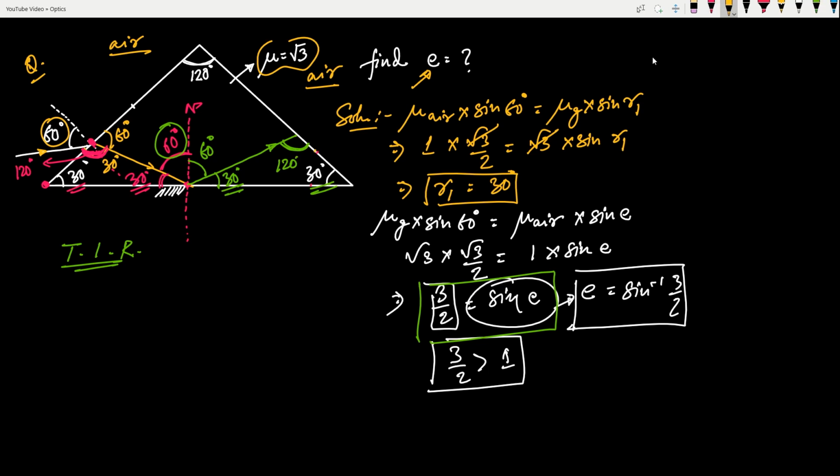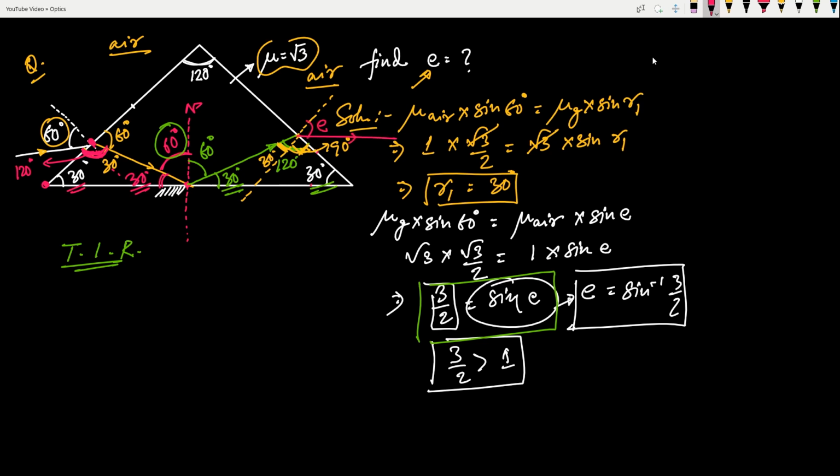Now if we draw a normal on this, so this is the normal. If this is the normal and the total angle is 120 degrees, therefore this angle will be 30 degrees. Isn't it? Because this side will be 90 degrees, because that's the normal. If this is 30 degrees, then we can find the angle of emergence. The angle of emergence will be this one.